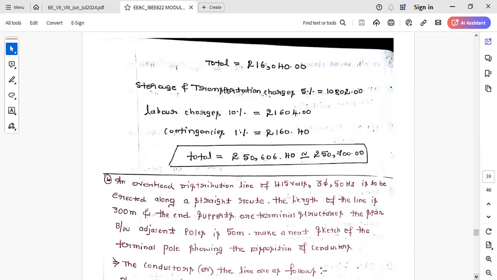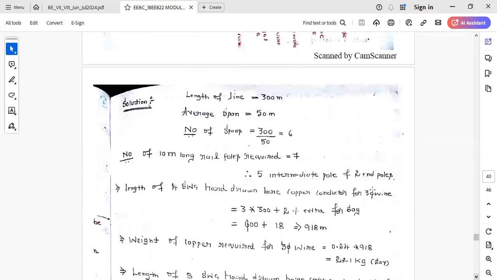300 divided by 50, we're going to get some value, that is 6. Okay, so correct, 300 divided by 50 gives 6.